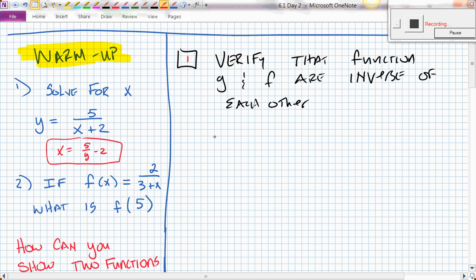Okay, here you go, guys. Y equals 5 over x minus 2. Here's what you should have done. Y times x minus 2 equals 5. Let's divide by y. X minus 2 equals 5 over y. X equals 5 over y minus 2. So yes, that is right. 5 over y minus 2. Okay?